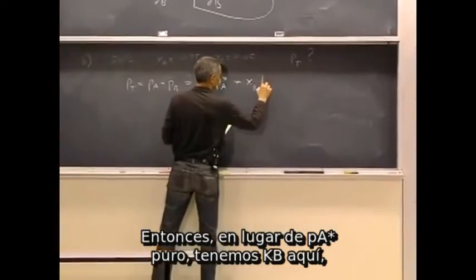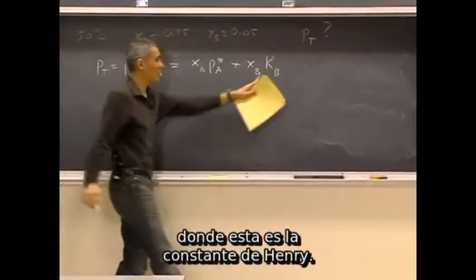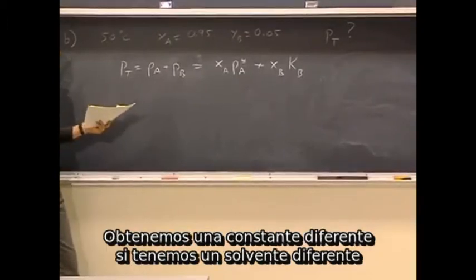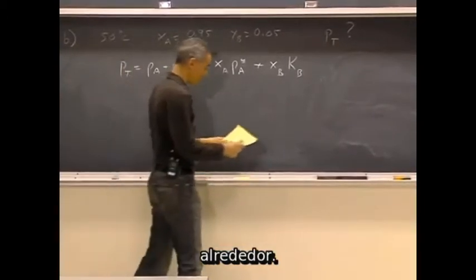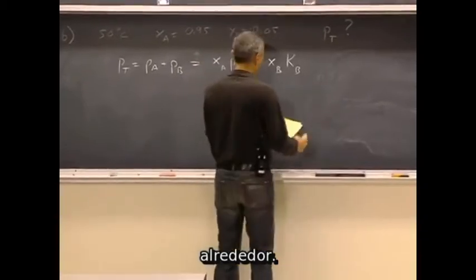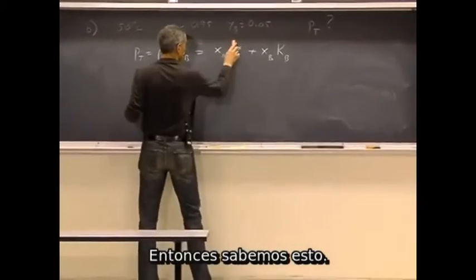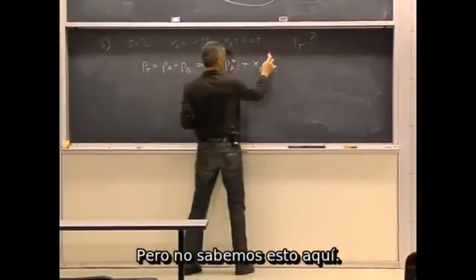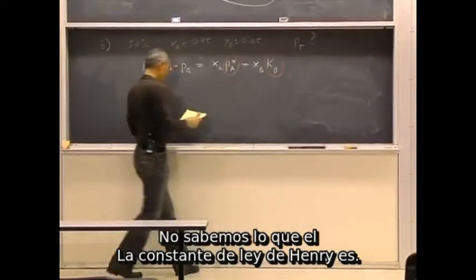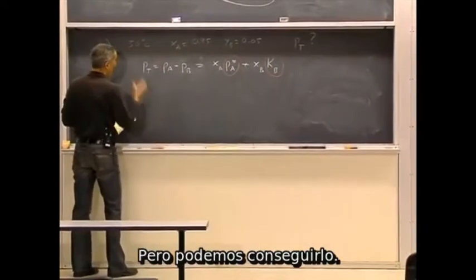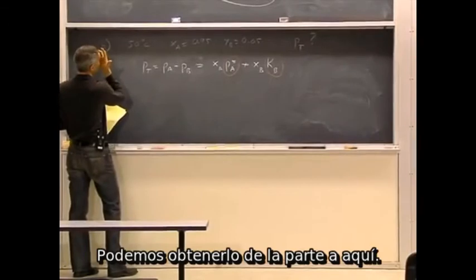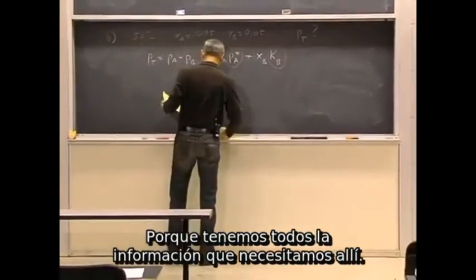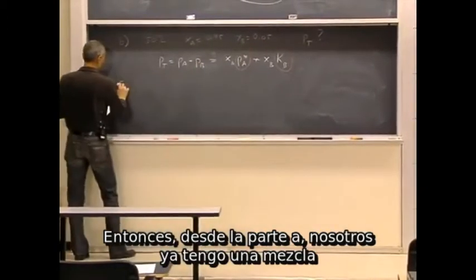So instead of PA star, we have KB here, where this is the Henry's law constant, which depends on the fact that A is around. We'd get a different constant if we had a different solvent around. OK, so we know this because that was given to us at the beginning, but we don't know what the Henry's law constant here is. But we can get it from part A, because we have all the information we need there.